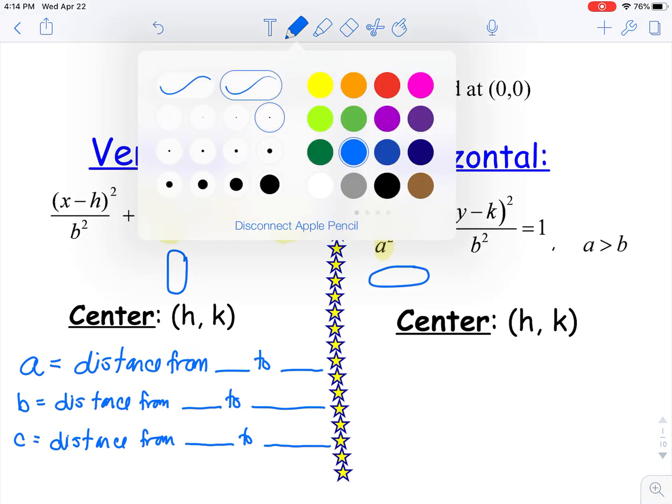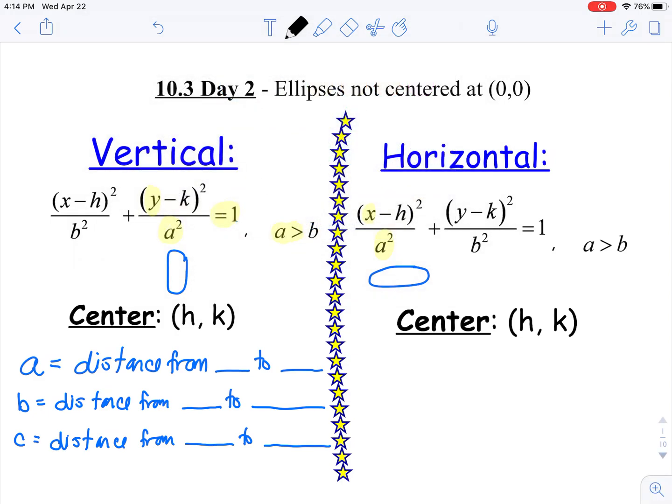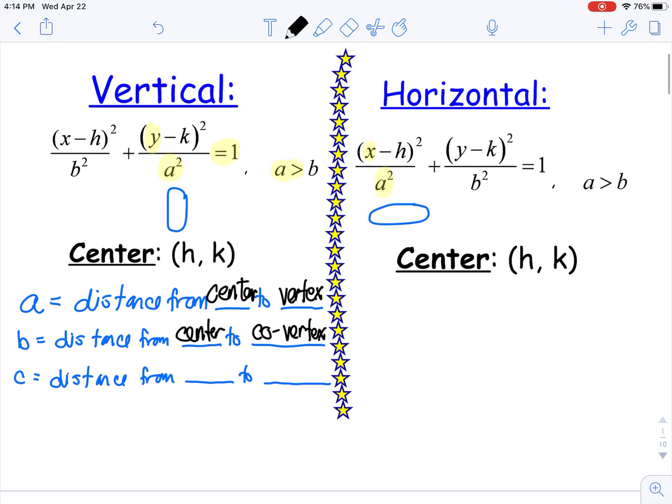Then remember that the A and B values in these equations are representing distances. The A value is the distance from the center to what we call the vertex or the vertices. The B is the distance, again, from that center point, but this time to the co-vertex. And then the C value, which is not actually in the equations themselves, tells us the distance from the center to the foci, the focal points.